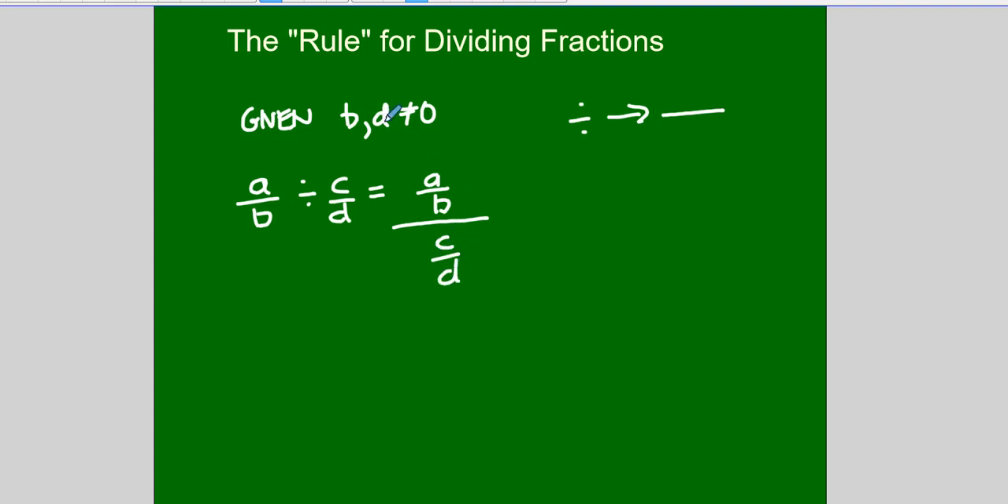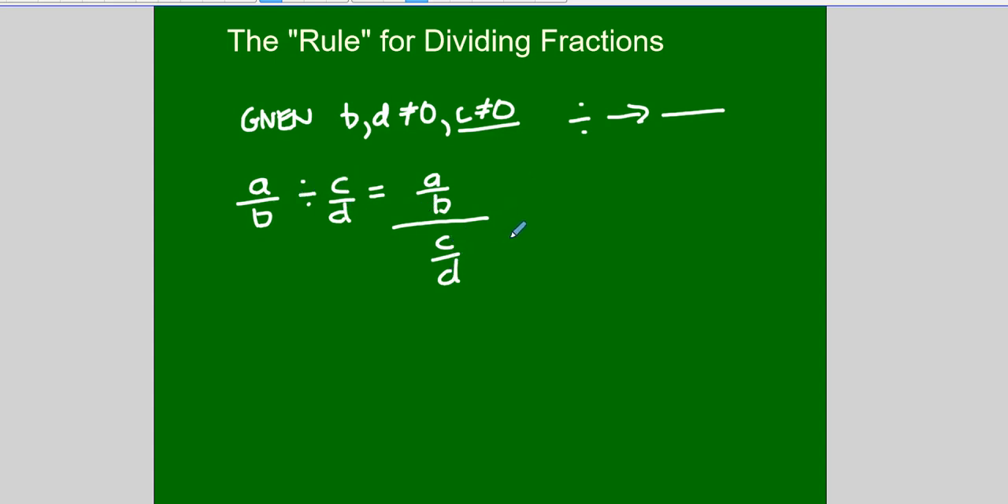So the reason B and D cannot be 0 here is because that would be division by 0. And technically, I need to add that C also cannot be 0, because when you flip it upside down, you would get C in the denominator. So you cannot have division by 0. So B cannot be 0, D cannot be 0, C cannot be 0. So we have now A over B divided by C over D. I'm representing it like this.